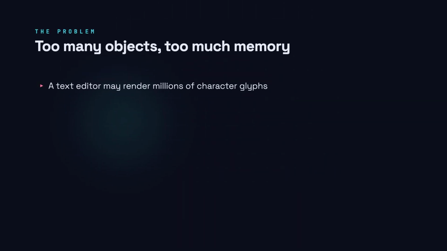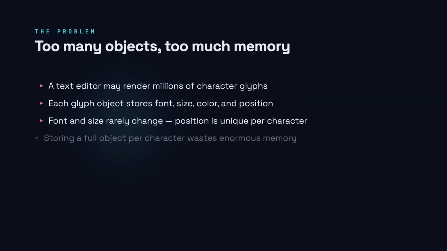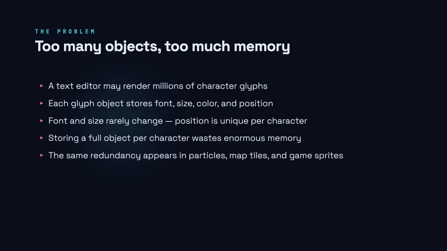Imagine a text editor that opens a novel, a million characters on screen. If you create one object per character, and each object stores its font family, font size, color, and screen position, you are duplicating font and color data a million times over. That redundancy is pure waste. The same problem appears in particle systems, tile-based maps, and anywhere you instantiate huge numbers of nearly identical objects.